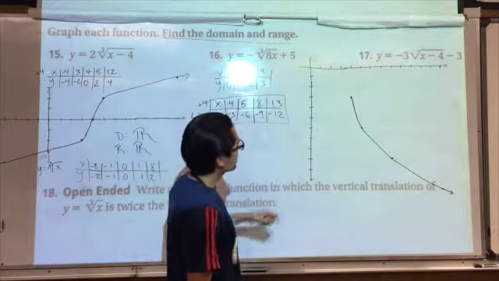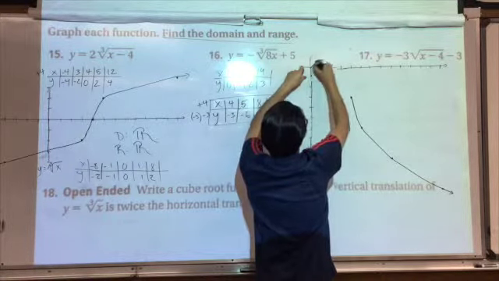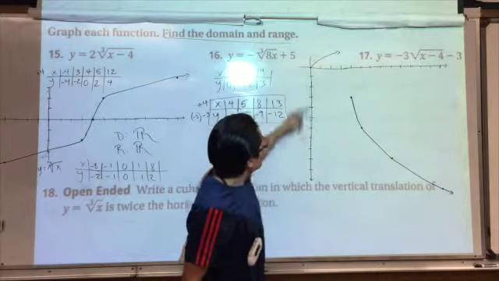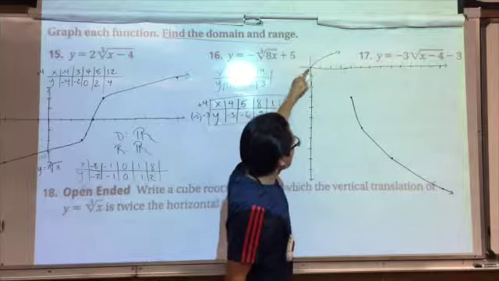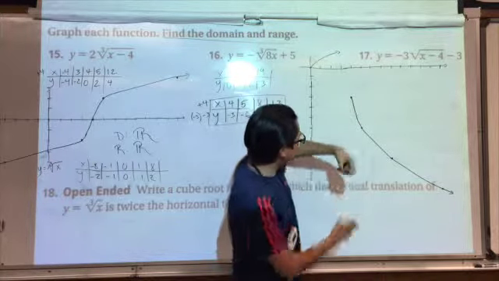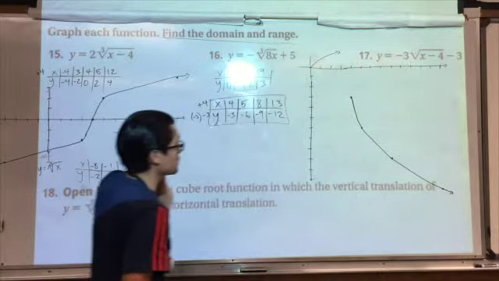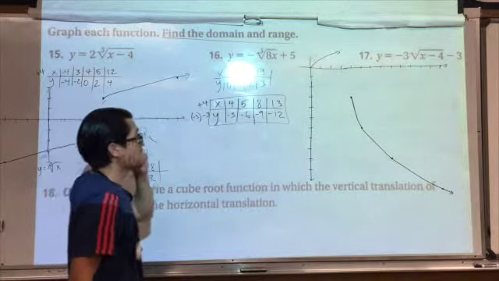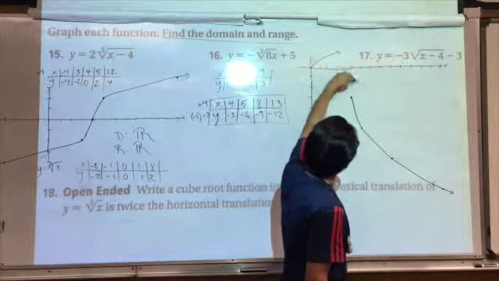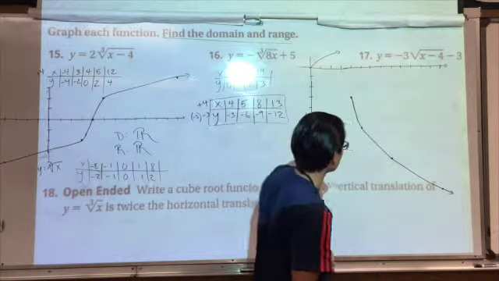Okay? So what happened to the parent function to become this? Remember, the parent function for square root goes like that, right? It starts at origin and it goes up like that. It got shifted to the right 4, down 3. It also got stretched by a factor of 3, and it also got reflected. Okay, so all of those things happened. Shifted to the right 4, reflected across the x-axis, stretched by a factor of 3, and then shifted down 3 is the last thing that happened to it.